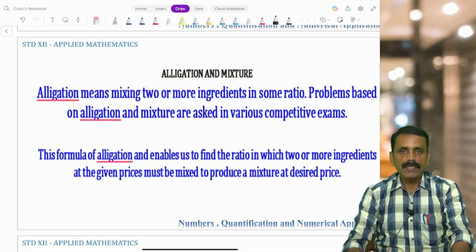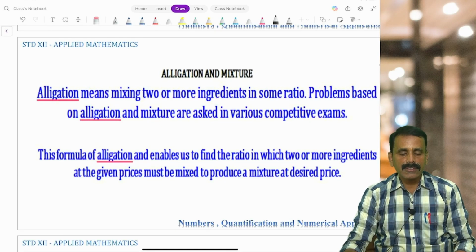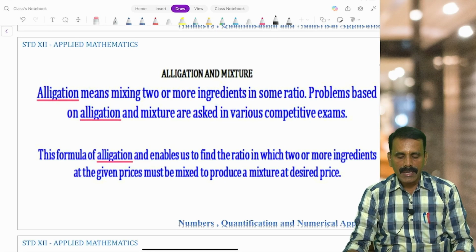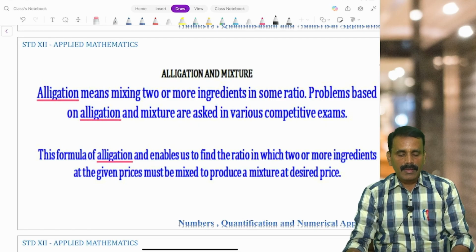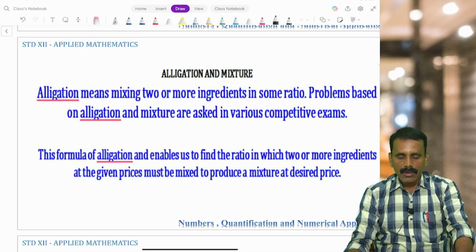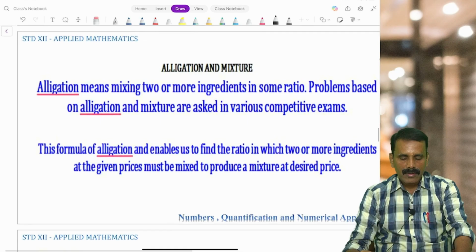In applied mathematics, in the first unit, the second concept we are going to learn is allegation and mixture. Allegation means mixing two or more ingredients in some ratio. Problems based on allegation and mixture are asked in various competitive examinations.